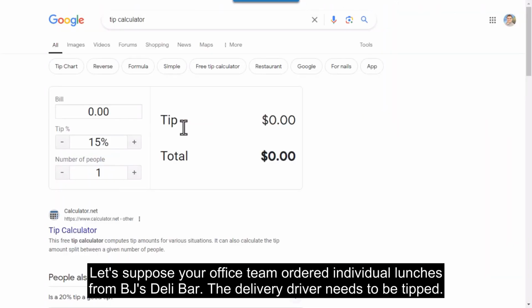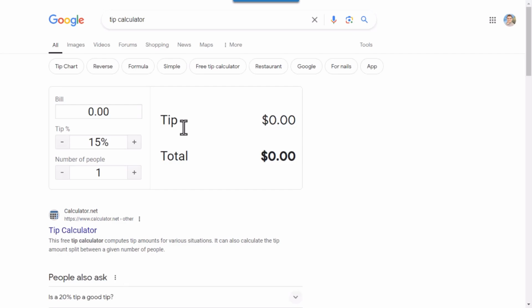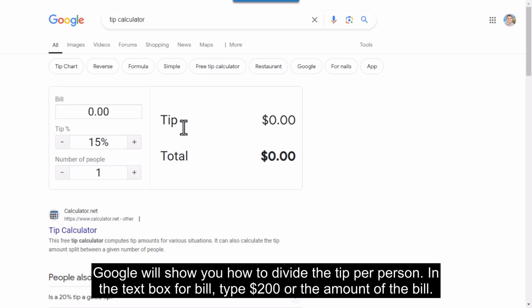Let's suppose your office team ordered individual lunches from BJ's Deli Bar. The delivery driver needs to be tipped. Google will show you how to divide the tip per person. In the text box for bill, type $200 or the amount of the bill.